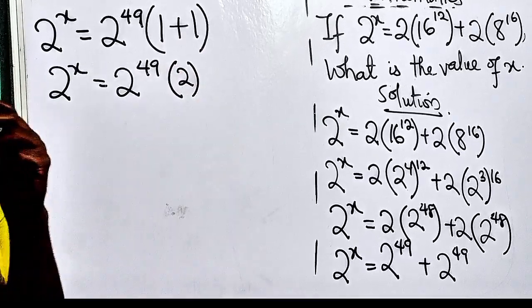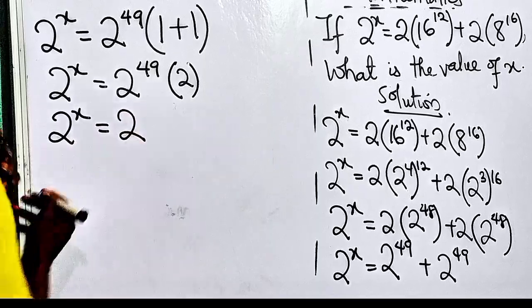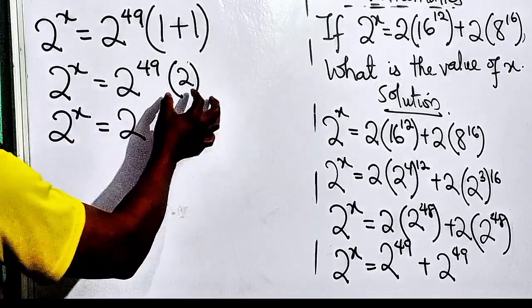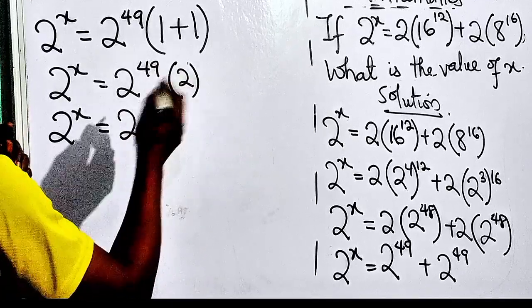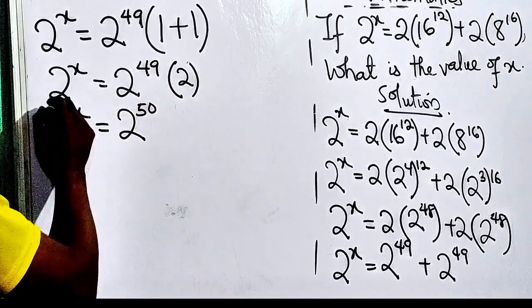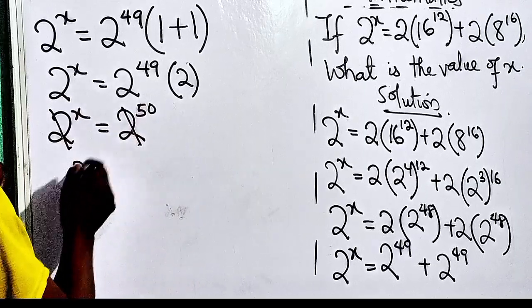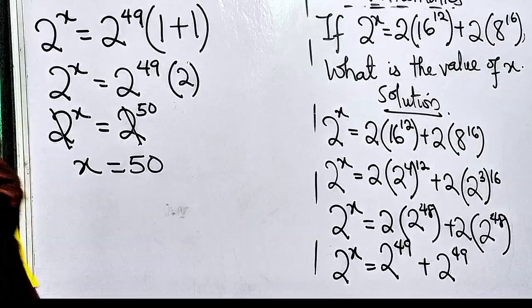1 plus 1 is what? Is 2. From here we are having 2 raised to the power of x equals 2 raised to the power of, now from the laws of indices there is 2 raised to the power of 1, so 1 plus 49 gives us what? 50. Is that clear? Now 2 and 2 can go off. What is my x? My x is equal to 50. So our x is 50.